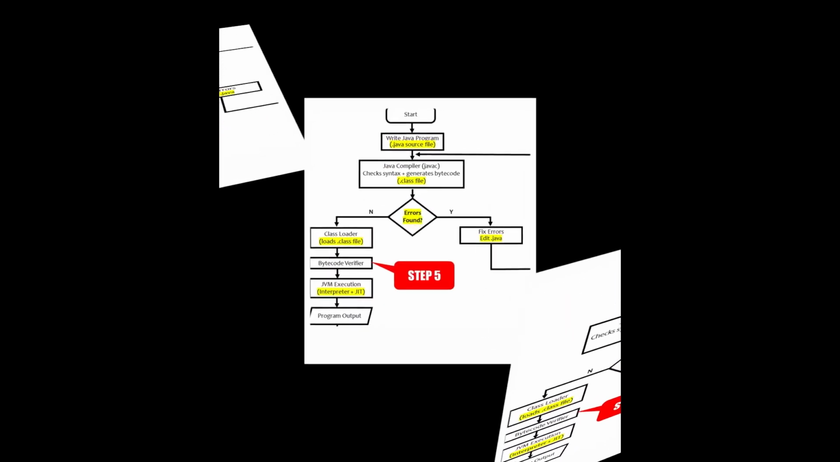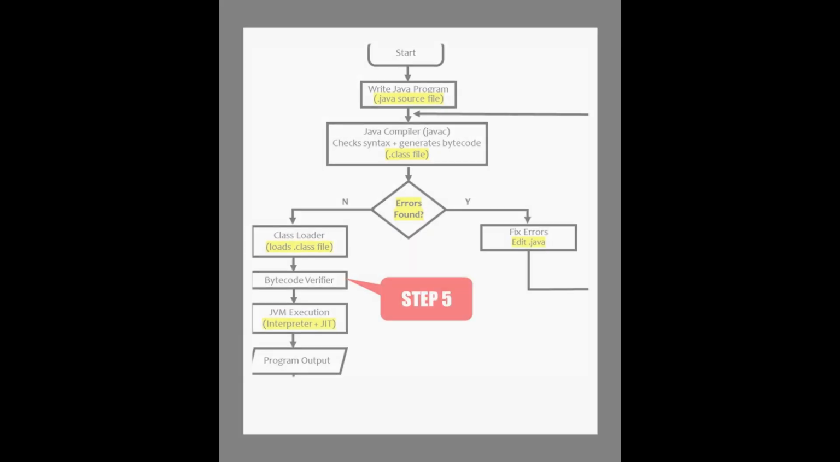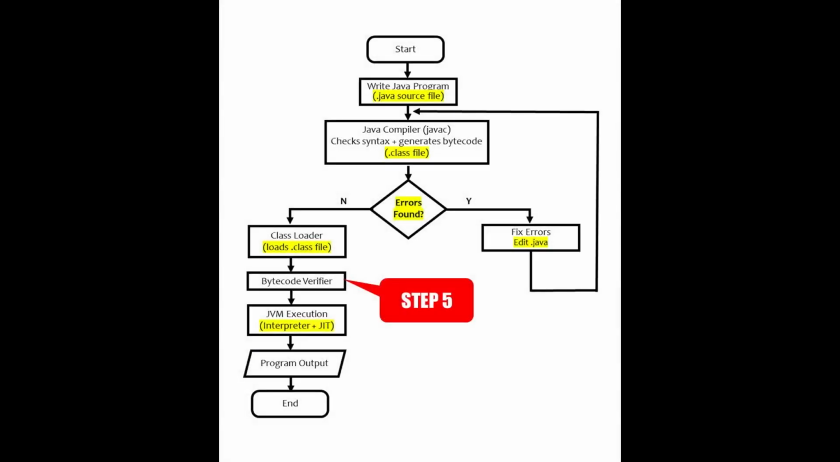Step 5 is the bytecode verification. Before execution, the bytecode verifier checks the code. It ensures security, correct structure, and memory safety. This step protects the system from unsafe or malicious code.